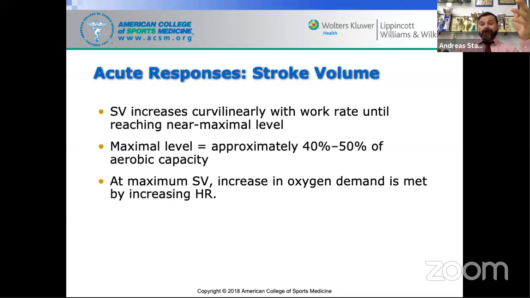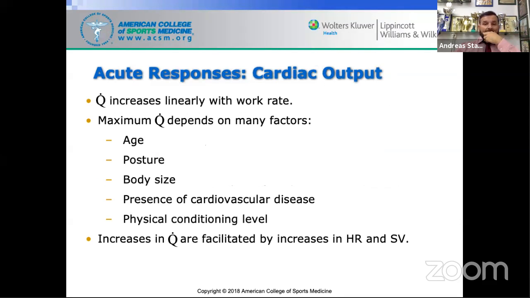Now, if we still need to increase Q, which is the cardiac output, what's Q? Q equals SV times HR, right? That's the product. So if we still need to increase Q, since SV cannot increase anymore above 50% of our aerobic capacity, what do you think will increase? Exactly, the heart rate, HR. That's how it happens, and of course it depends on many factors. Nothing too fancy here. I just explained that.